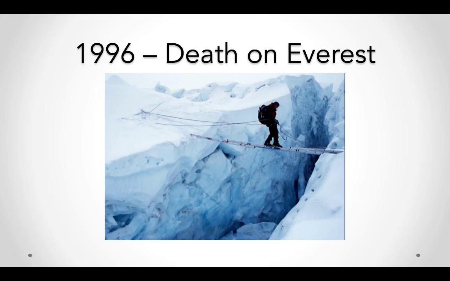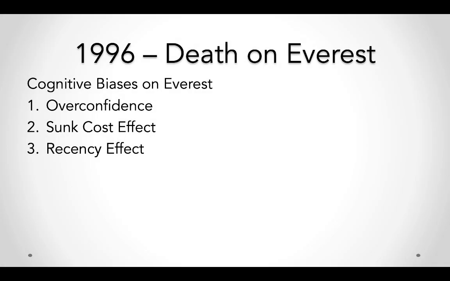Okay, this is just a picture of how things look there, and again, for some of us, the question is, why would you do that? It doesn't make sense. Okay, so we'll talk about three biases. We call them cognitive biases in this particular case. One is overconfidence, the second is the sunk cost effect, and the third is the recency effect. We'll talk about them one at a time.